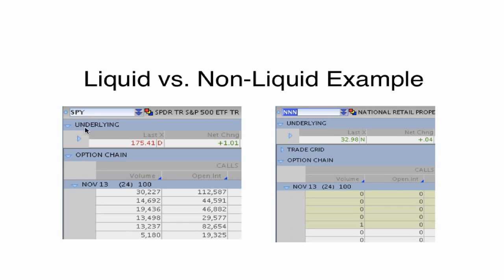I have the S&P 500 or the SPY ETF right here, and the November options, which have 24 days to go to expiration. You'll notice on the call side, there's a ton of volume and open interest. I mean, just right here, there's 30,000 contracts traded today and 112,000 of open interest. Now, let's take a look at NNN, and this is just a security I threw up there and see what stuck. But you can see the same November options with 24 days to go till expiration only traded one contract in one strike today. So this is a great example of what not to trade.